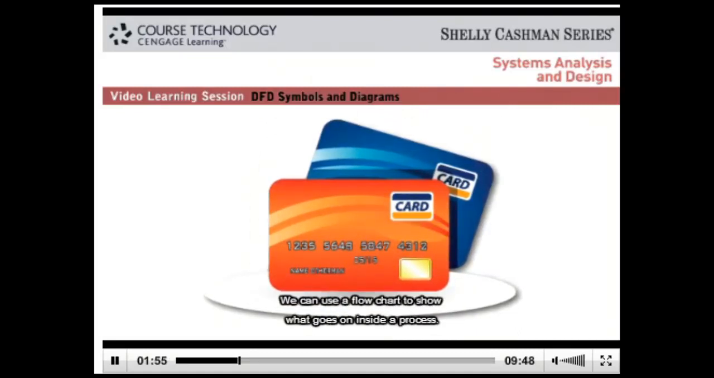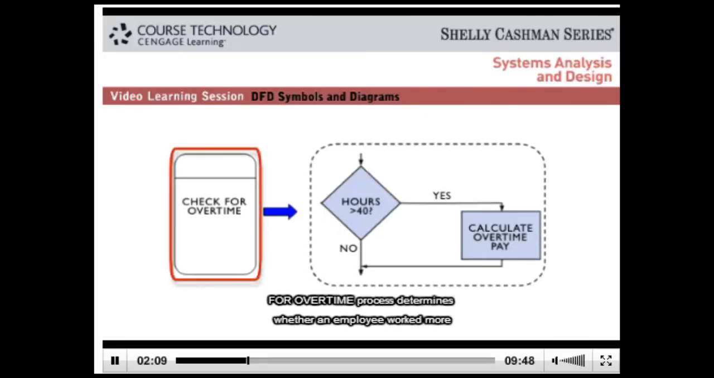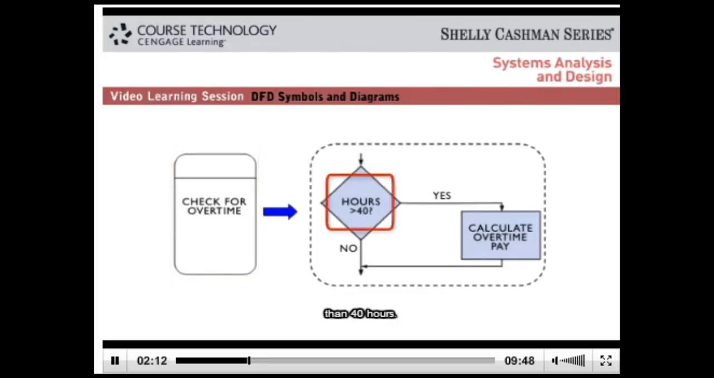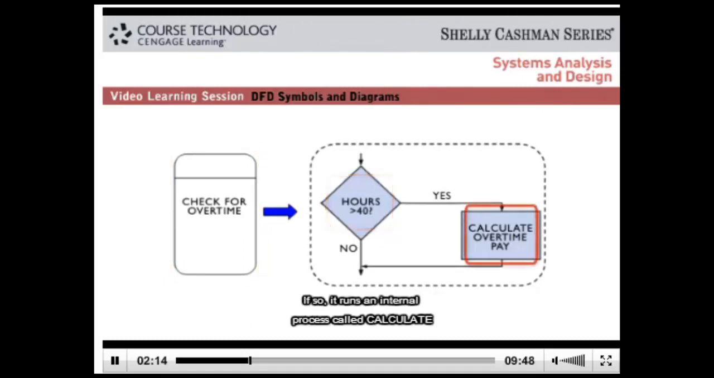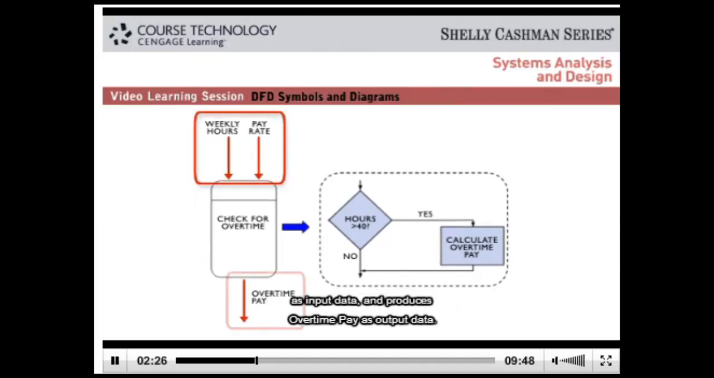We can use a flowchart to show what goes on inside a process. A process can contain many other functions that are not visible until you open the process and look inside. In this example, the Check for Overtime process determines whether an employee worked more than 40 hours. If so, it runs an internal process called Calculate Overtime Pay. The Check for Overtime process has weekly hours and pay rates as input data and produces overtime pay as output data.